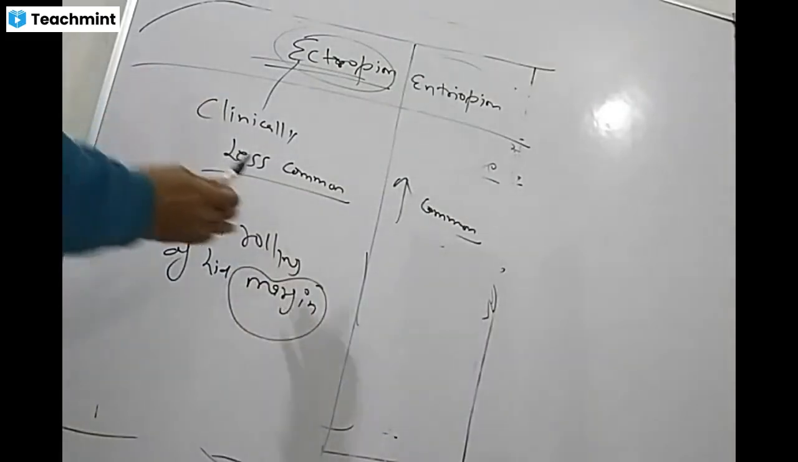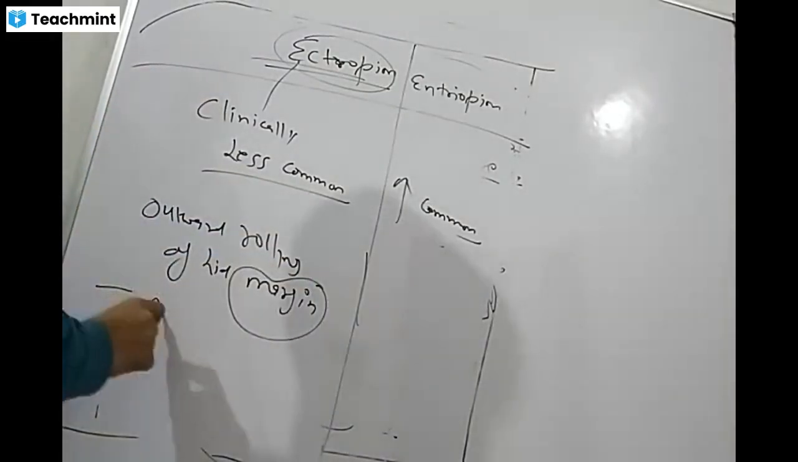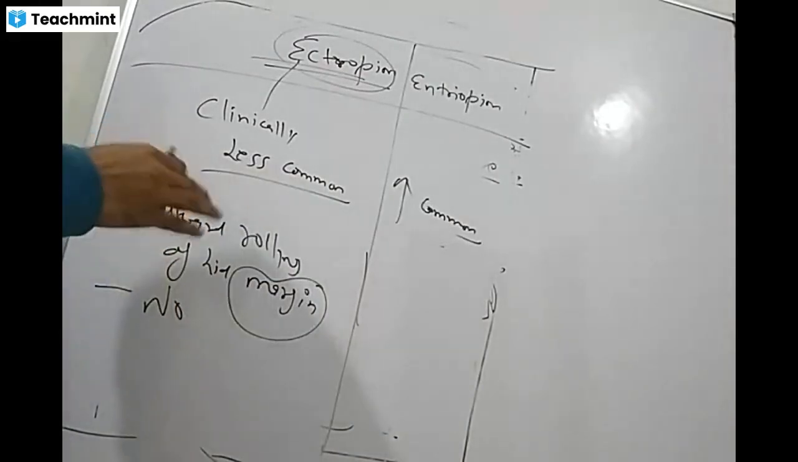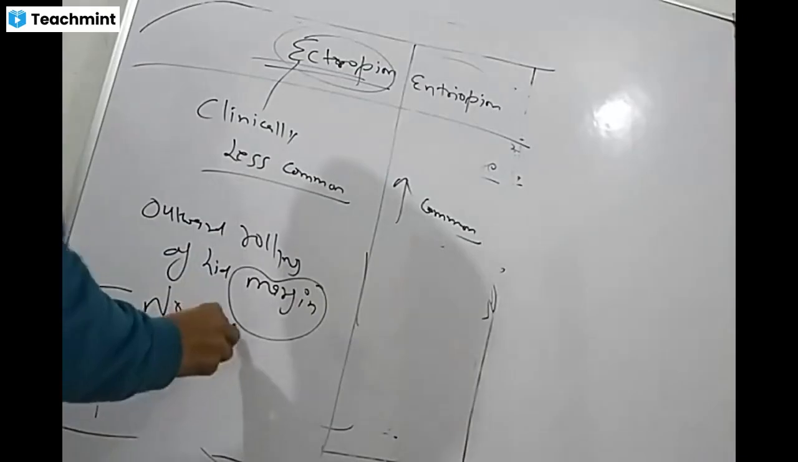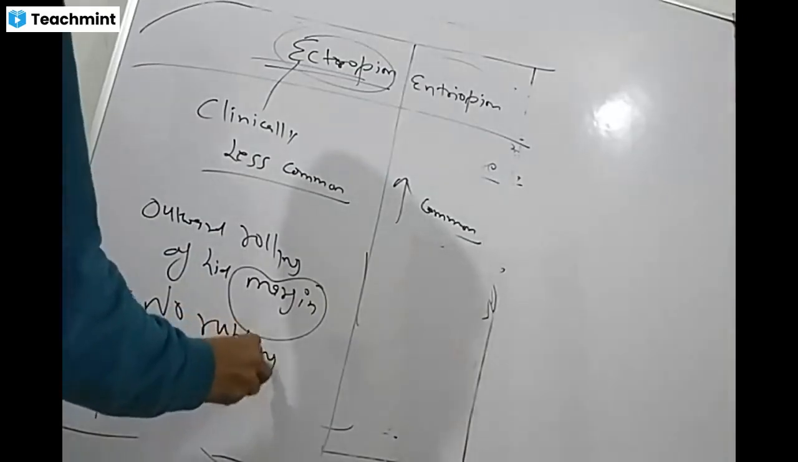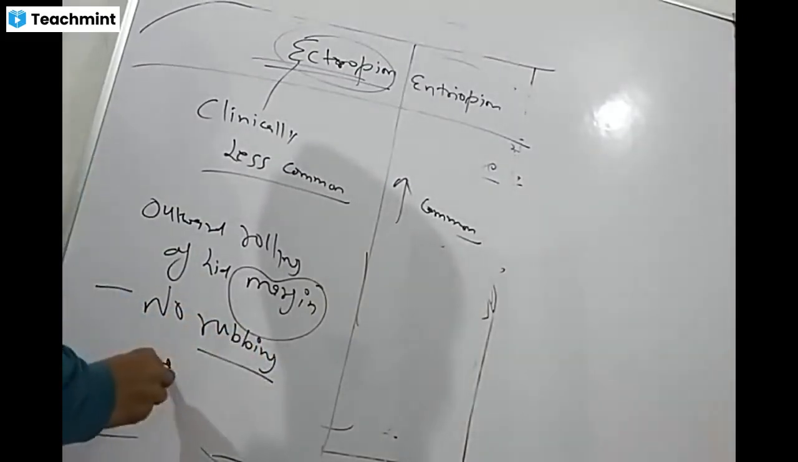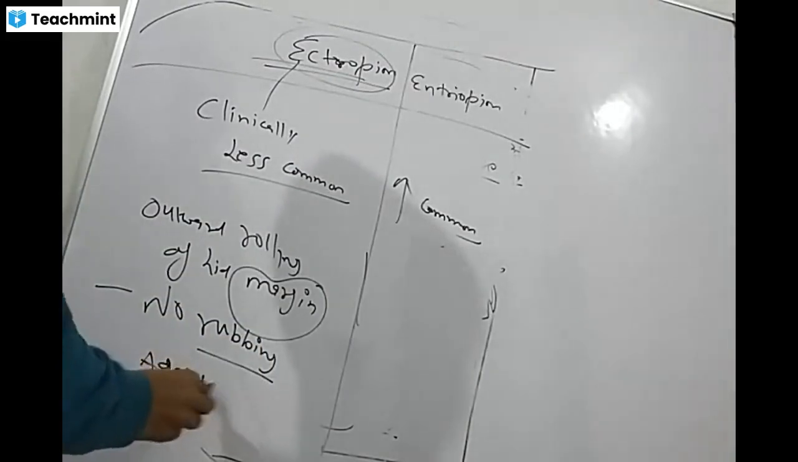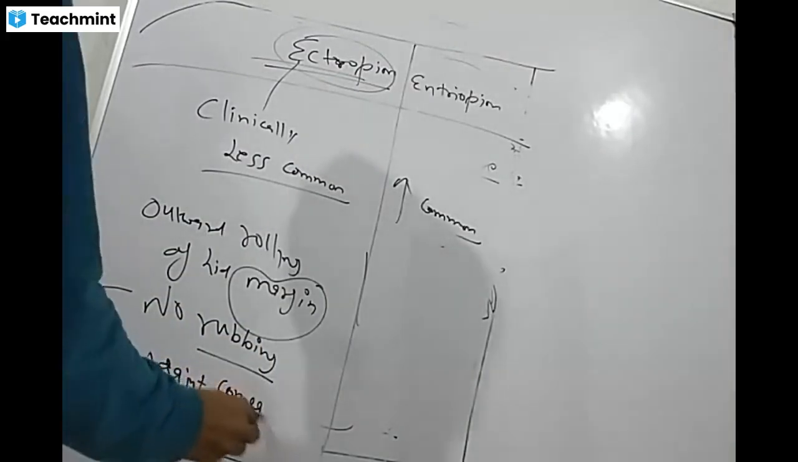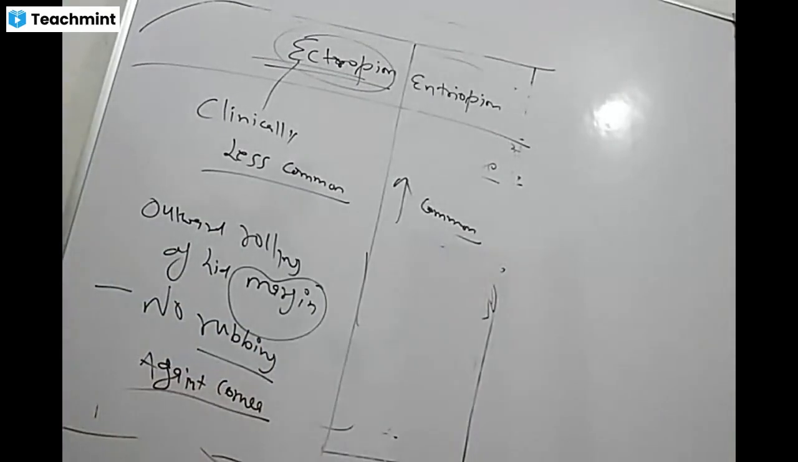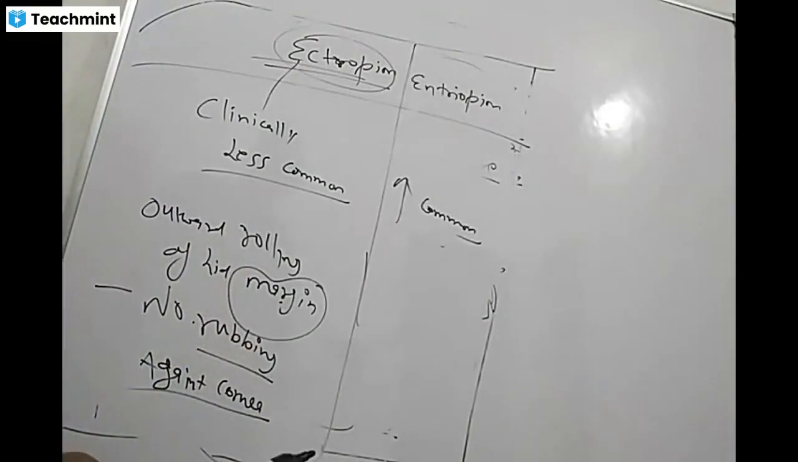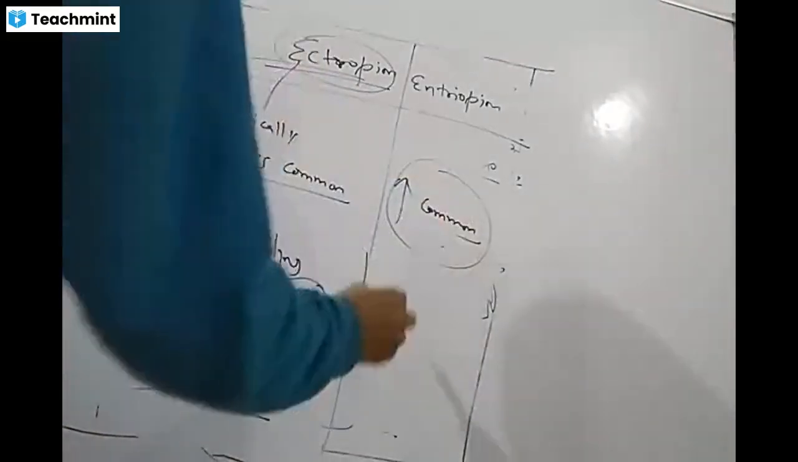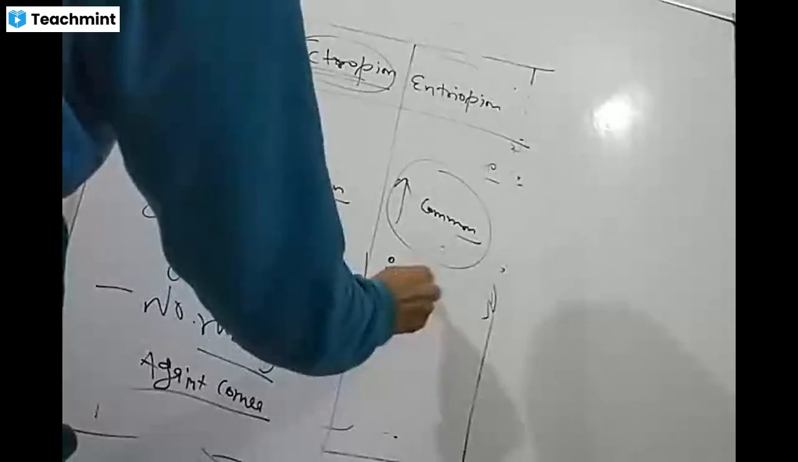If the margin is rolled outward, it means there are no chances of rubbing against the cornea. If the margin is rolled outward, there is no chance of corneal rubbing, no friction. But in case of entropion, there is inward rolling.